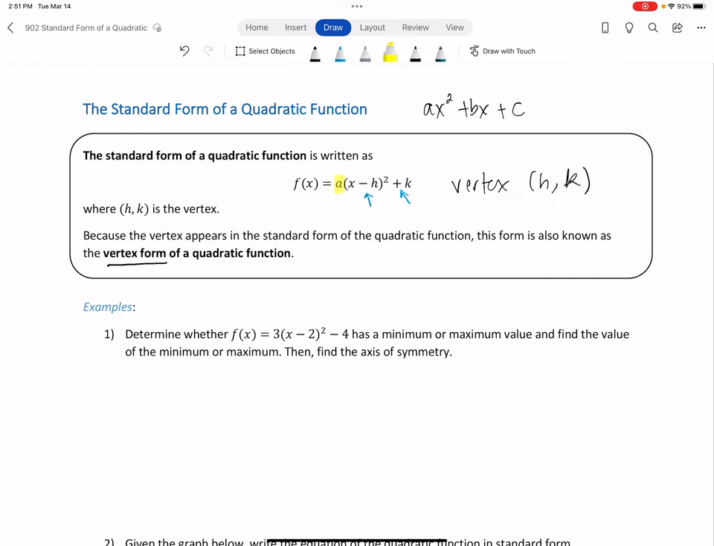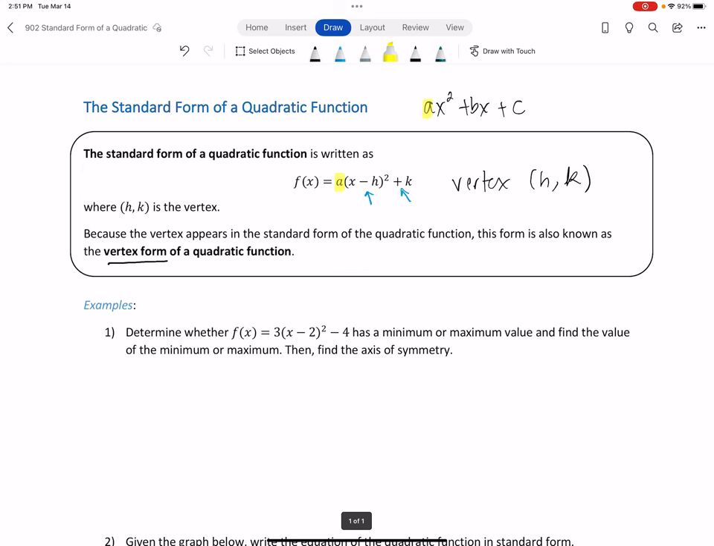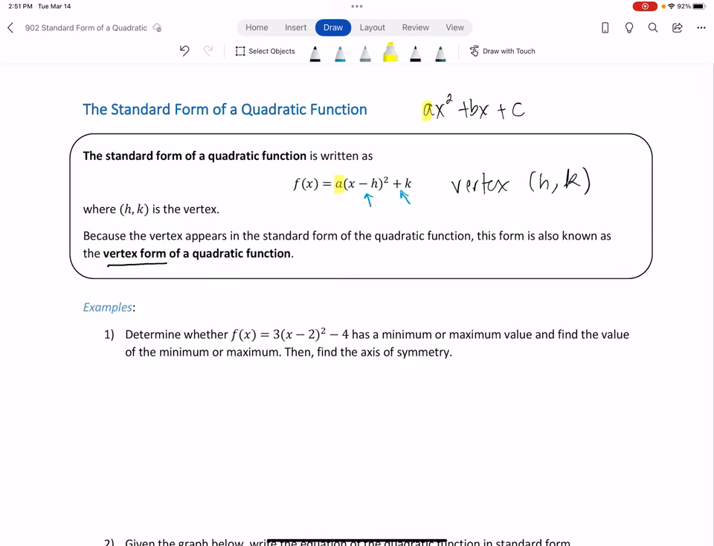Notice that this coefficient in the front, a, is still that same a that we had there. So if that a in the front is positive, it's going to open up. If that a in the front is negative, it's going to open down. But this form is a very easy way to get the vertex out of the equation.